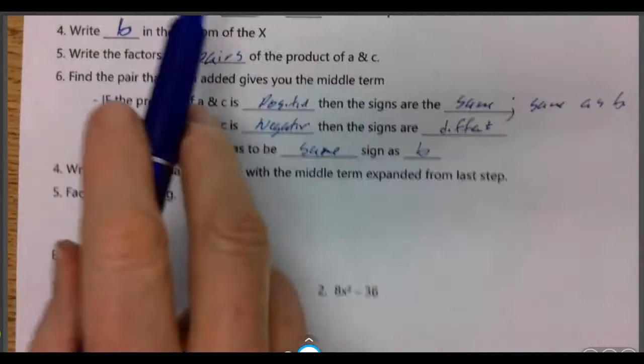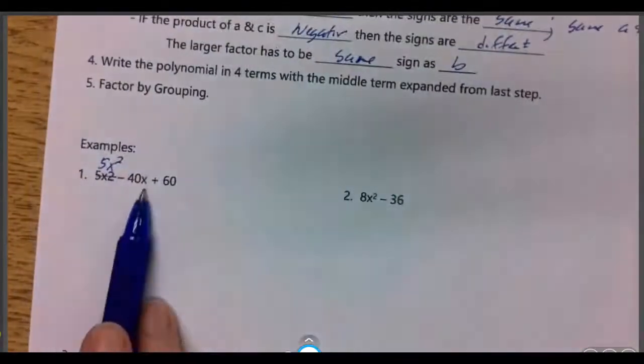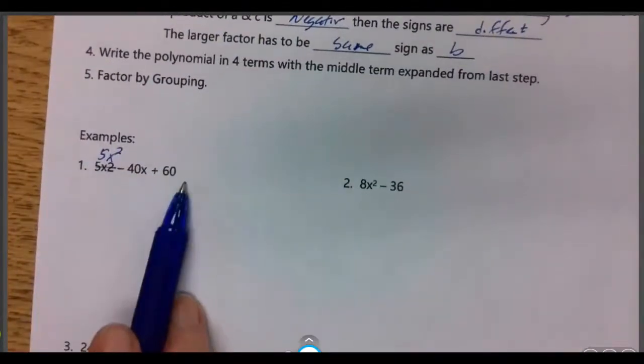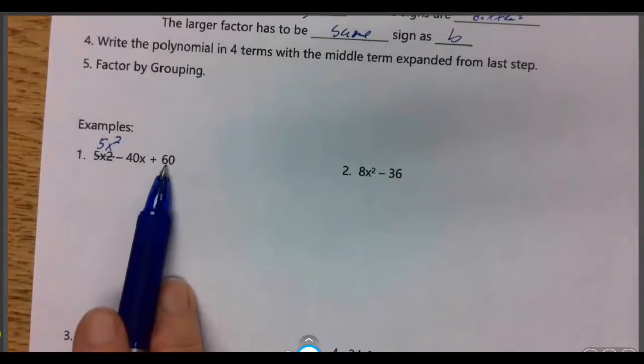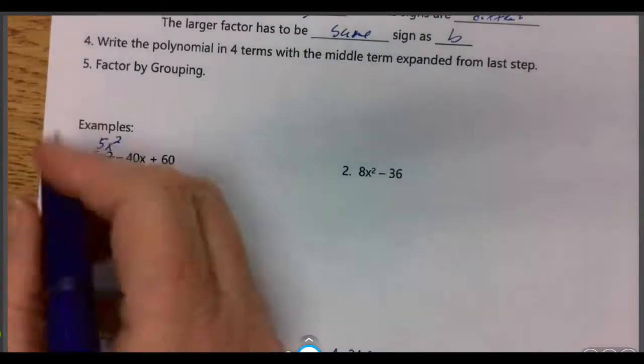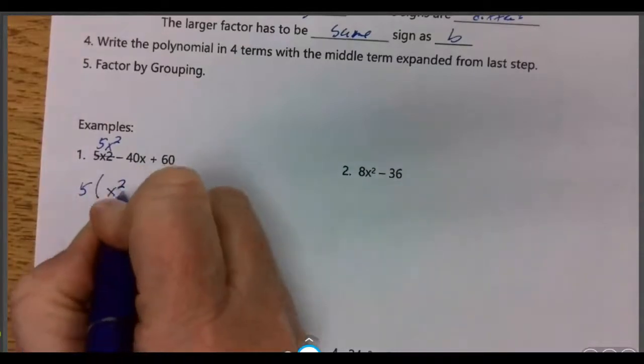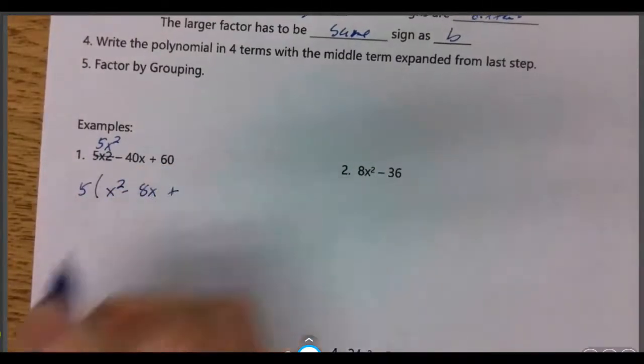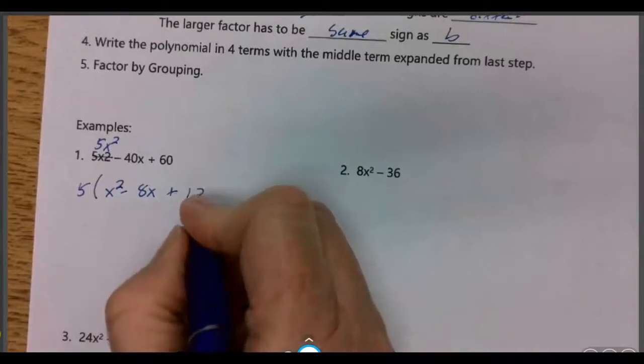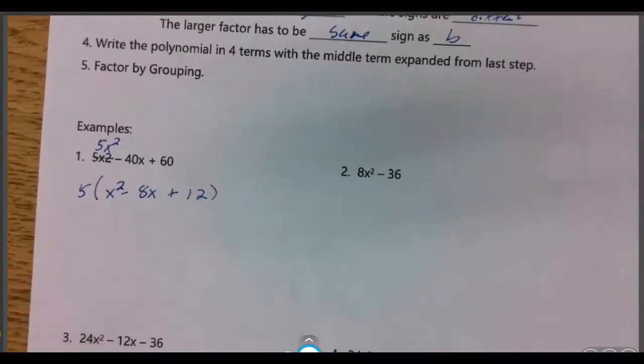Okay, so what we always want to do from now on is ask, is it in standard form? Yes, it is. So now I look for a greatest common factor. Is there a greatest common factor here? Yeah, 5. 5 is our greatest common factor. We're going to take that out. We get x squared minus 8x plus, I believe that's 12. 60 divided by 5 is 12.